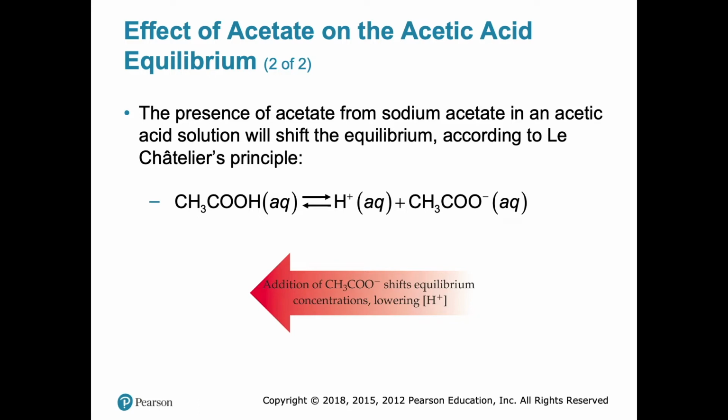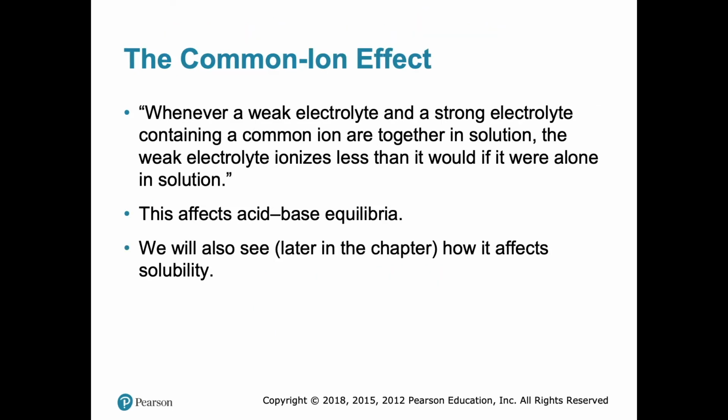Just remember that when you add in more of the acetate ion, we will get fewer protons, because these acetate ions will gobble up all the protons, making more of the acetic acid, which is not a strong acid. What this is called is the common ion effect. We call that the common ion effect.